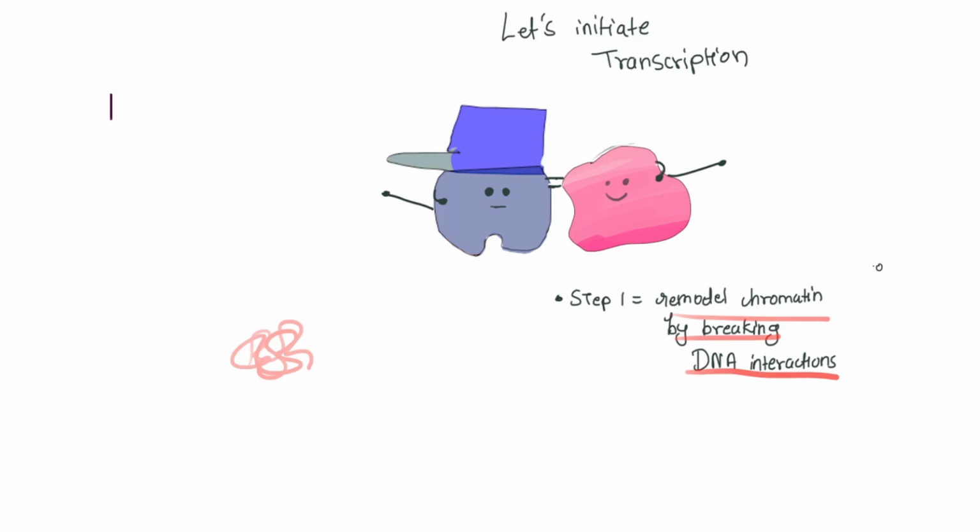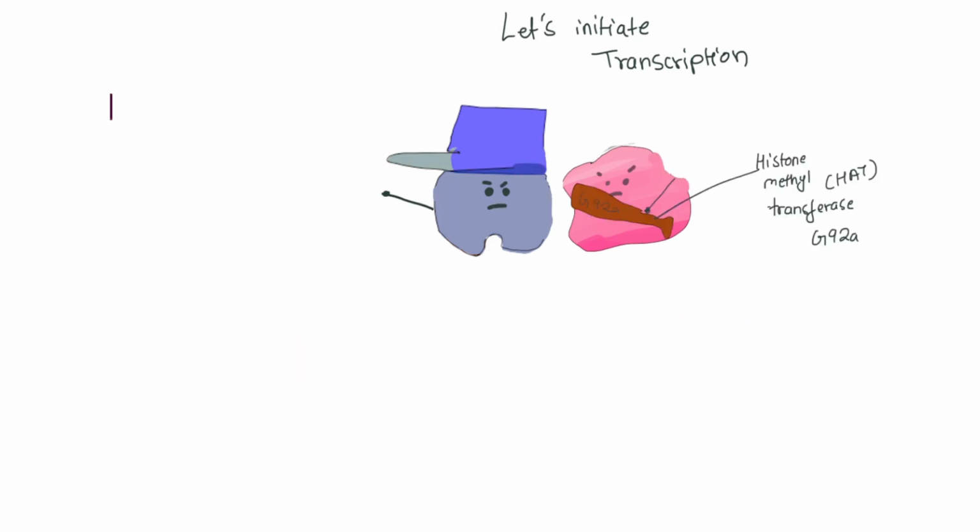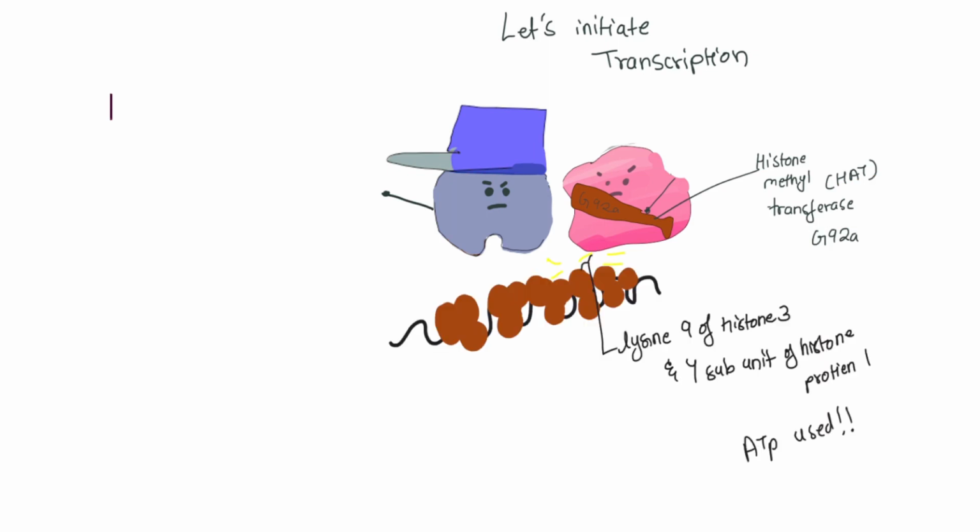Now, how can this be done? Taking care of the histones is done with the help of a histone acetyltransferase or histone methyltransferase. And here especially the case is with G9a. G9a is a type of histone methyltransferase that helps in the loosening of the histone protein with the attack on lysine 9 of histone 3 and the Y subunit of histone protein 1. And in this entire process, there's a consumption of ATP.